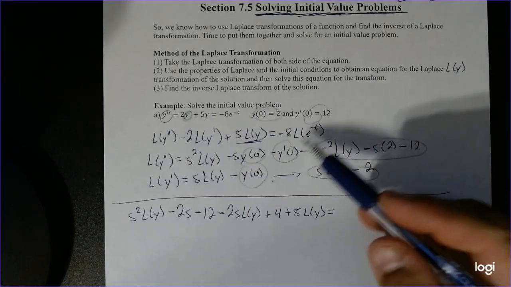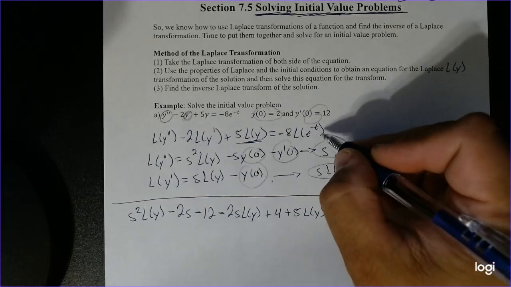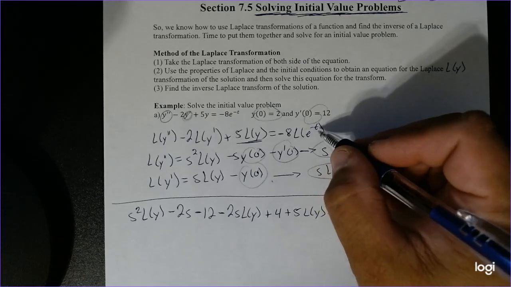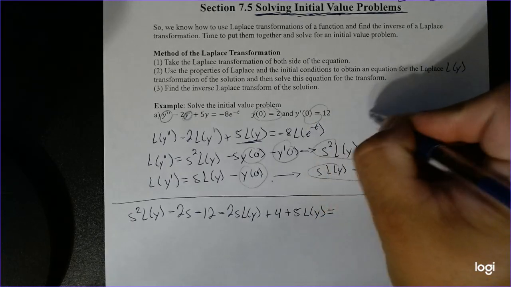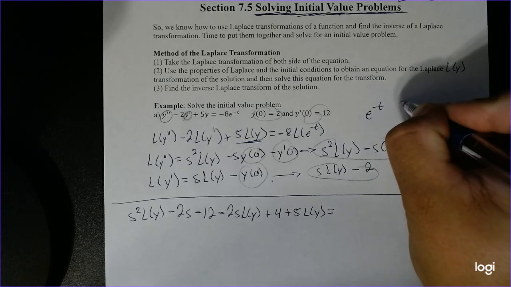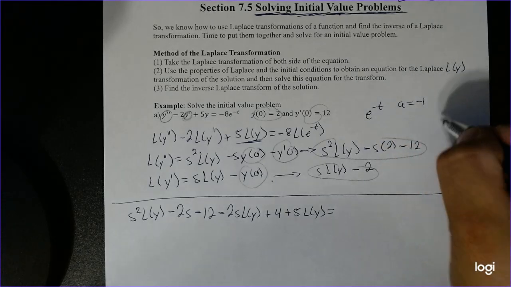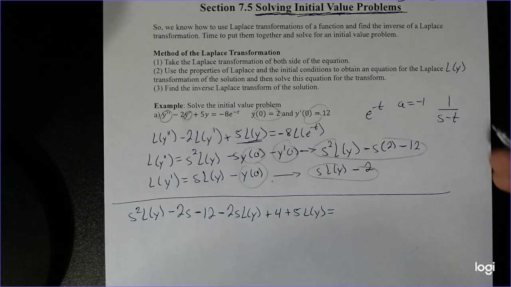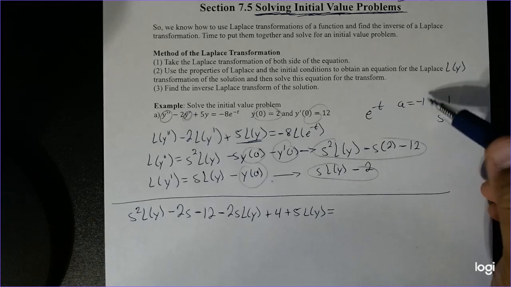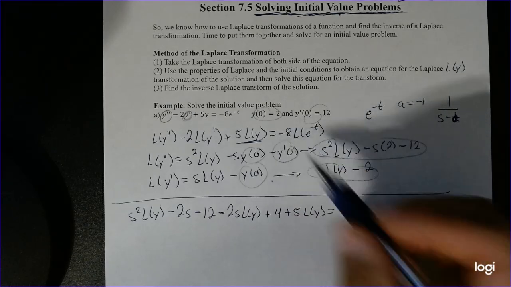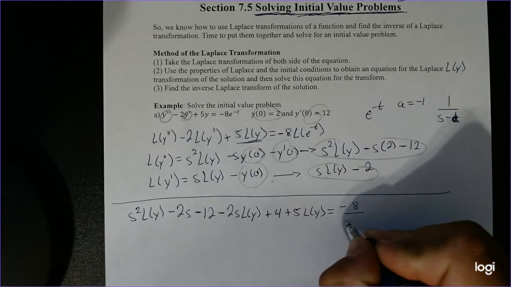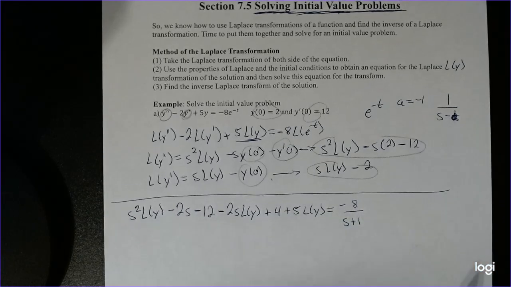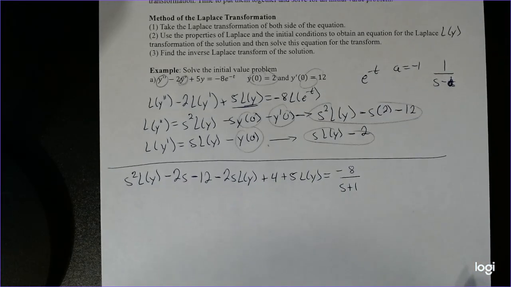Okay. Now on the other side, we just use the tables to find the Laplace transformation of e to the negative t. So e to the negative t means a is negative 1. The normal form is 1 over s minus a. Because a is negative, it becomes positive, and multiplied by negative 8, it'll be negative 8 over s plus 1. Okay, now the whole point is to solve for L of y.